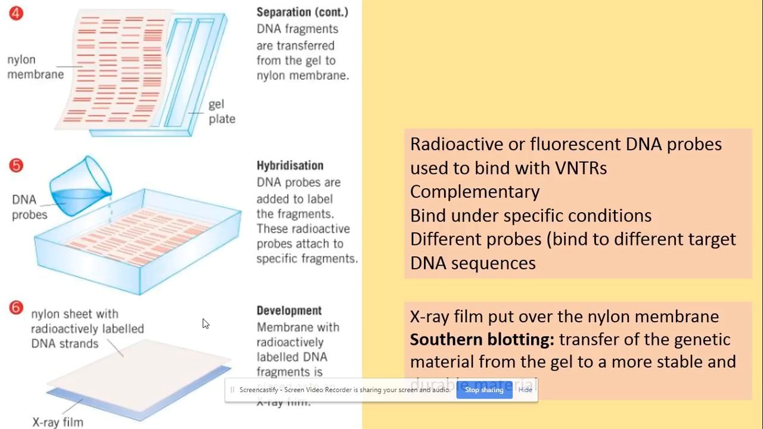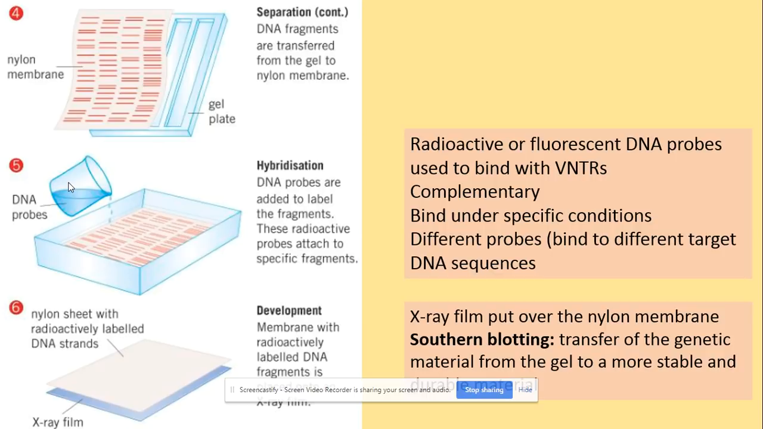So the next step is the process of hybridization. What do we do here? We are going to now add our DNA probes. In our previous video, we learned about the probes. We can have radioactively labeled probes or fluorescent labeled probes. We can use those to bind with VNTRs, because what is a DNA probe? It's a complementary single-stranded DNA which will bind to this VNTR. If they are not complementary, of course, it's not going to bind. So how then can we identify them?